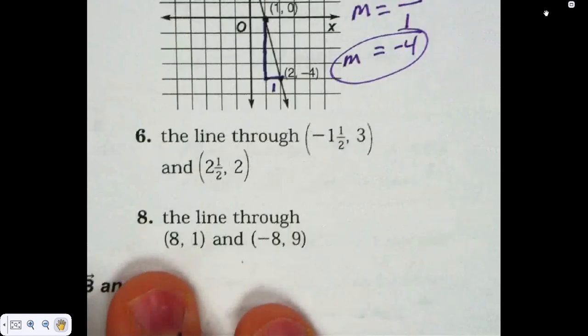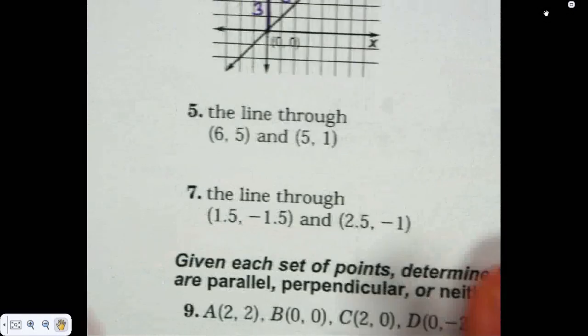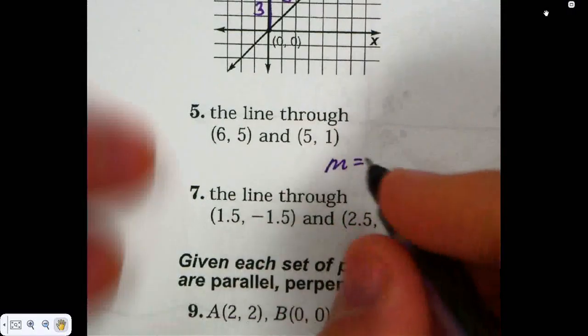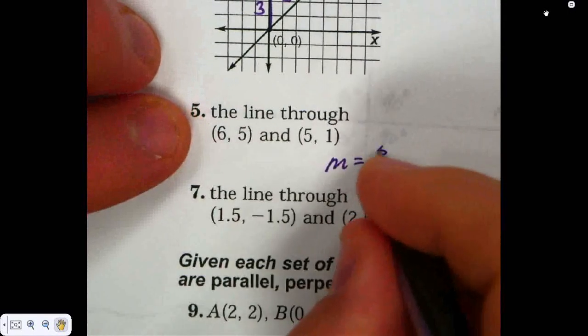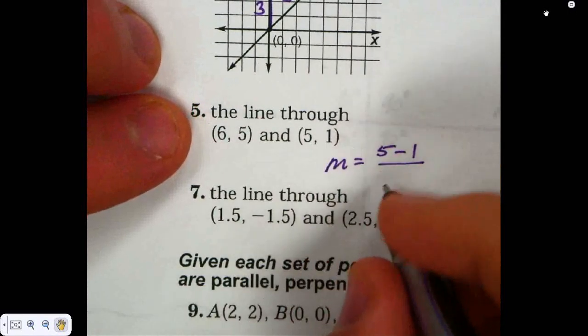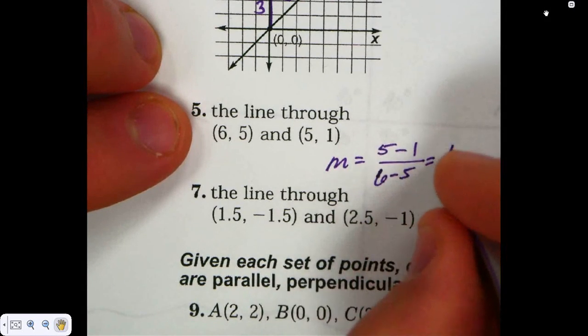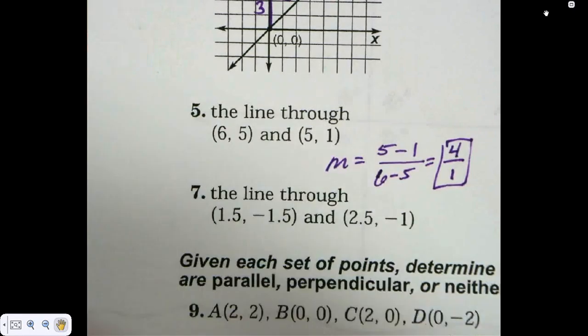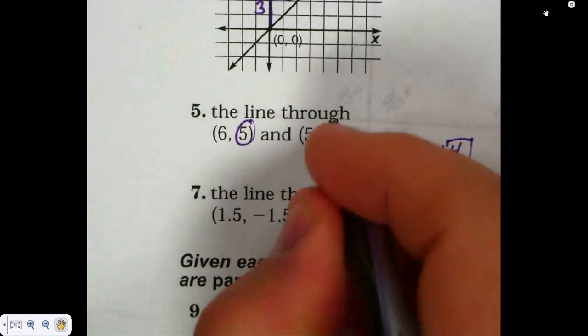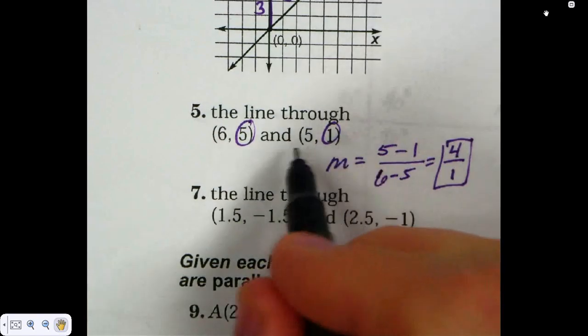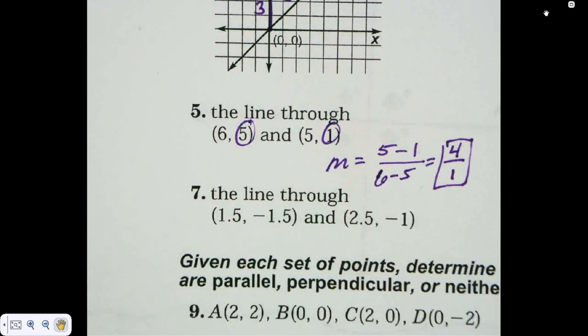On number 5, subtract your y's. What are my 2 y's? 5 and 1. 5 minus 1 over, what are my 2 x's? 6 minus 5. I would get 4 over 1. You can look at it just like that. Remember, what's first? Y's. If you're so used to always picking the second one, going 1 minus 5, that's fine. Doesn't matter as long as you keep it in order.